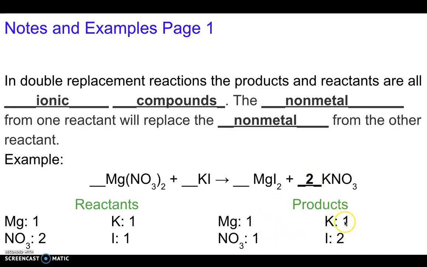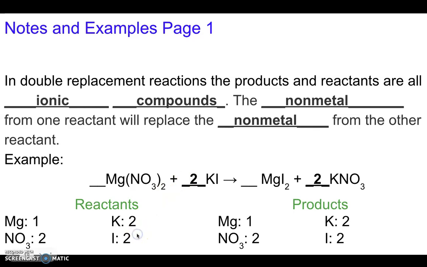That's going to double my amount of potassium and nitrate. Okay, so now we should see that potassium and iodide are off because we've got 2 of each on this side and only 1 of each on this side. So I'm going to double my potassium iodide, and that should balance everything out. Now we have 1 magnesium on each side and 2 of everything else.